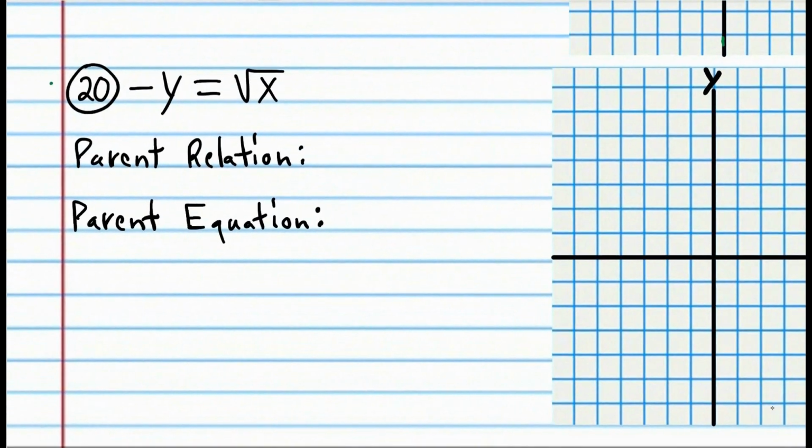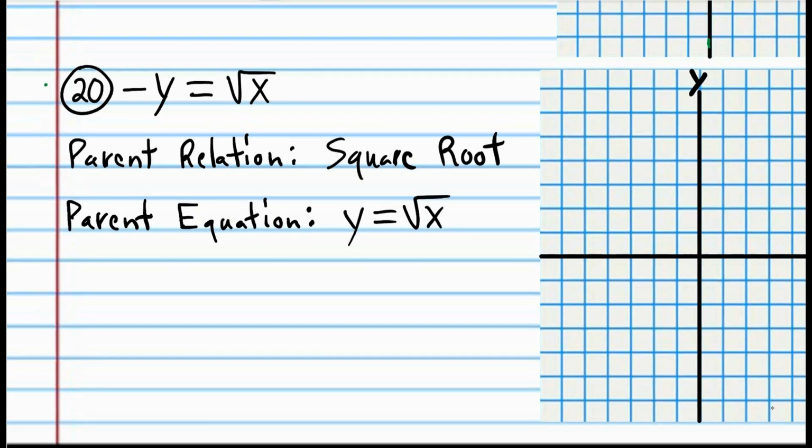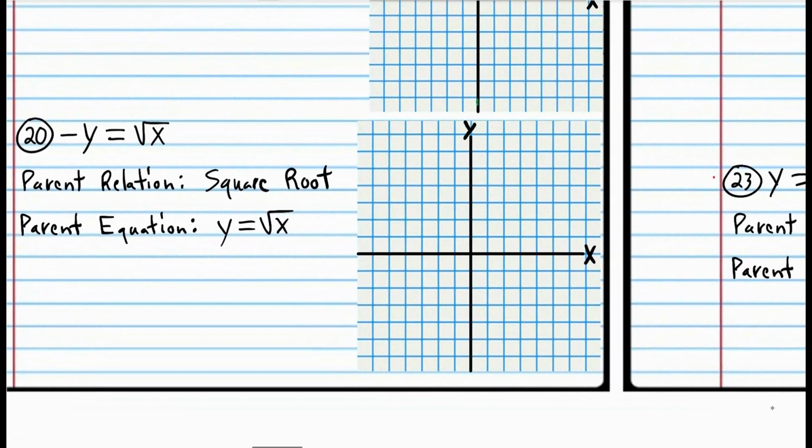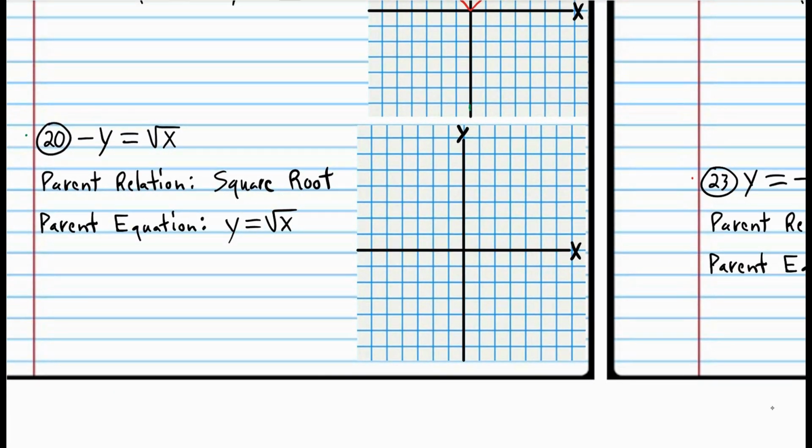All right, we're back. So the parent relation is obviously the square root relation, because we have a root. The parent equation is obviously y is equal to square root x. So you see that on your library of relations. But instead of y, we have negative y. So what does that mean? It means we're going to take our basic graph, which looks like this, and we're going to reflect it across the x-axis. So it's just going to get flipped over the x-axis from here down to here.